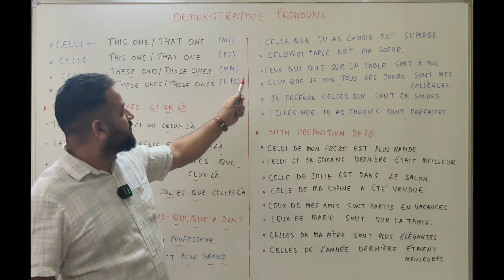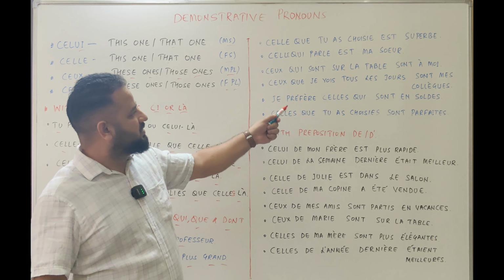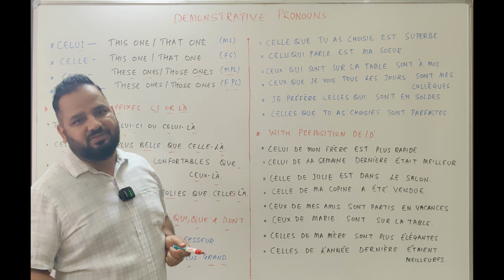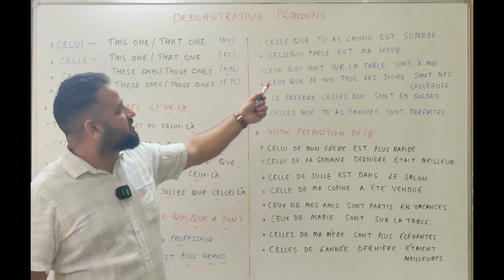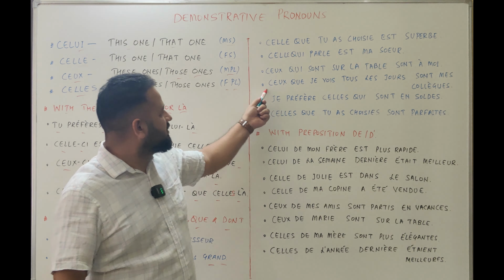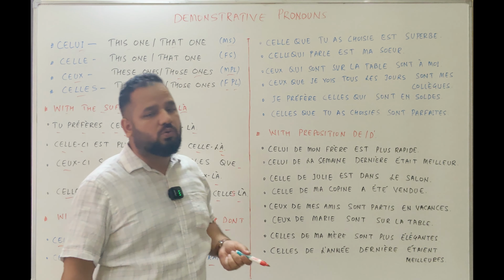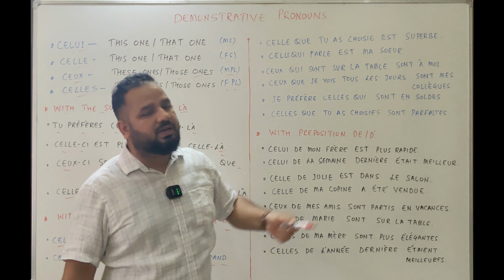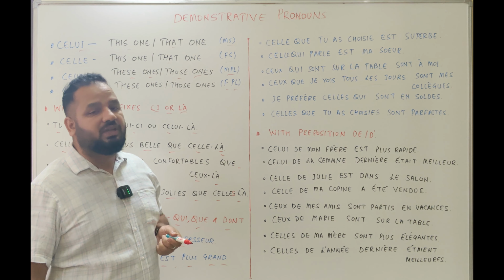Then masculine plural. Ceux qui sont sur la table sont à moi. The ones on the table are mine. One more example for masculine plural. Ceux que je vois tous les jours sont mes collègues. The ones I see every day are my colleagues.